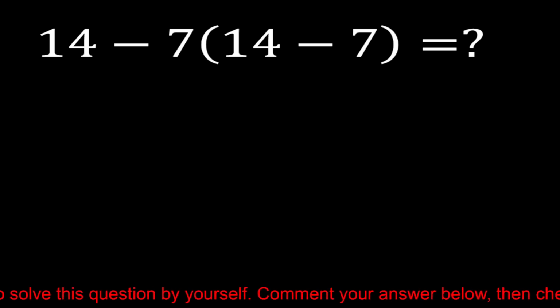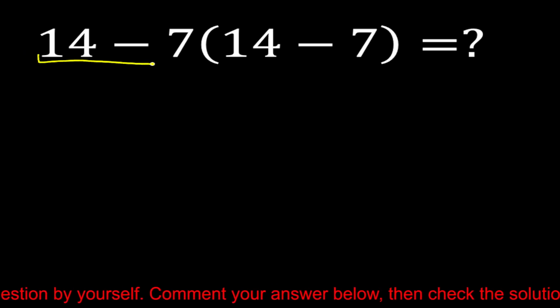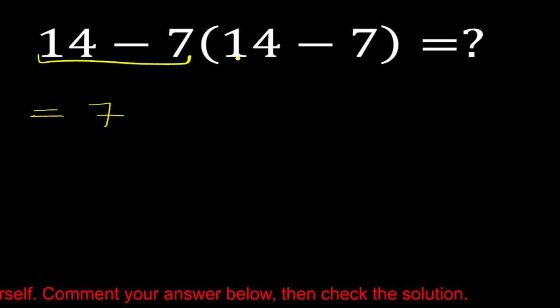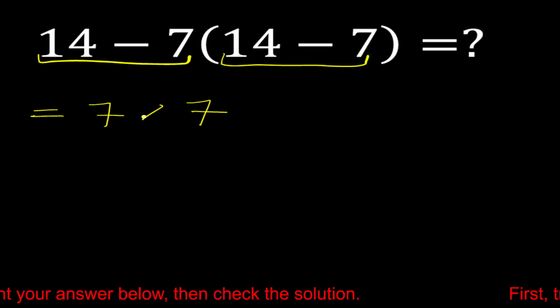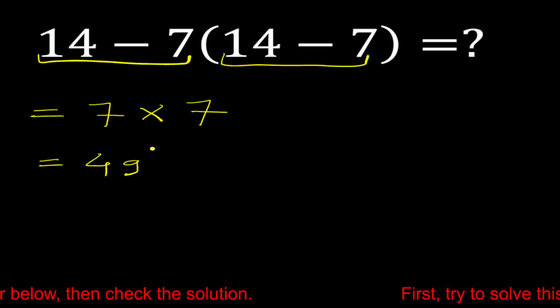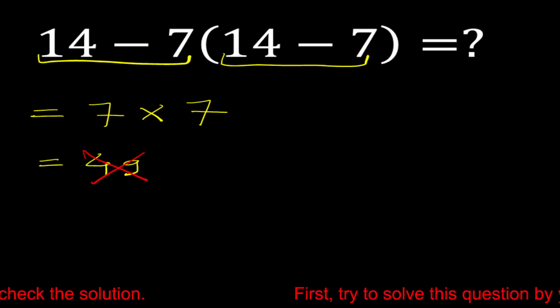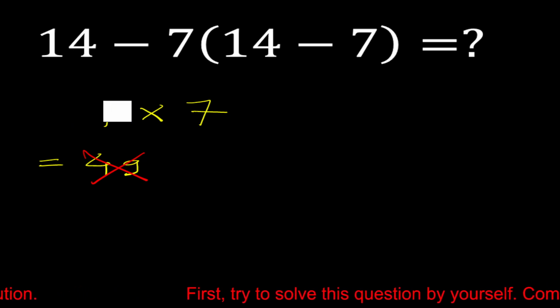So most people solve this question like 14 minus 7 is equal to 7, and again 14 minus 7 is equal to also 7. Now 7 multiplies 7 is equal to 49. Okay, but this answer is not correct. So now let's solve this problem correctly by using a PEMDAS rule.